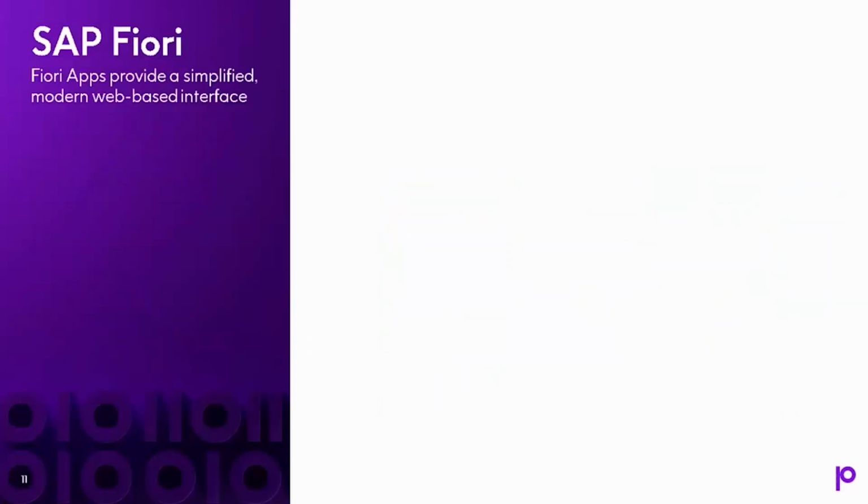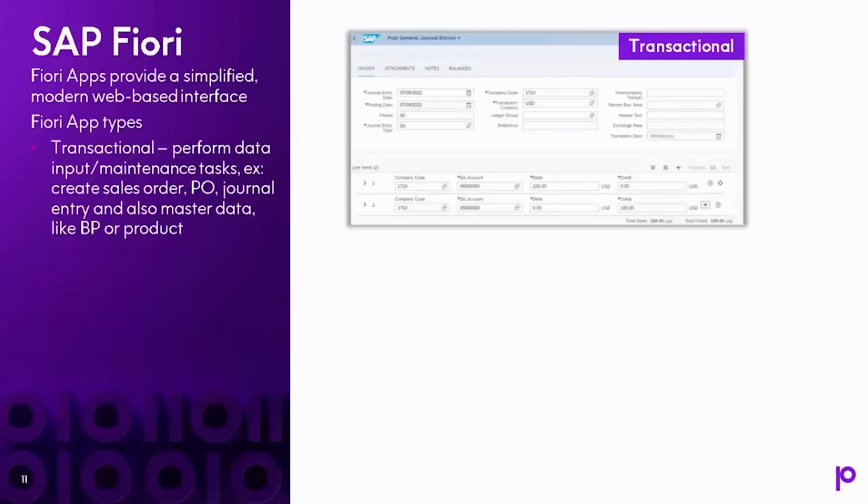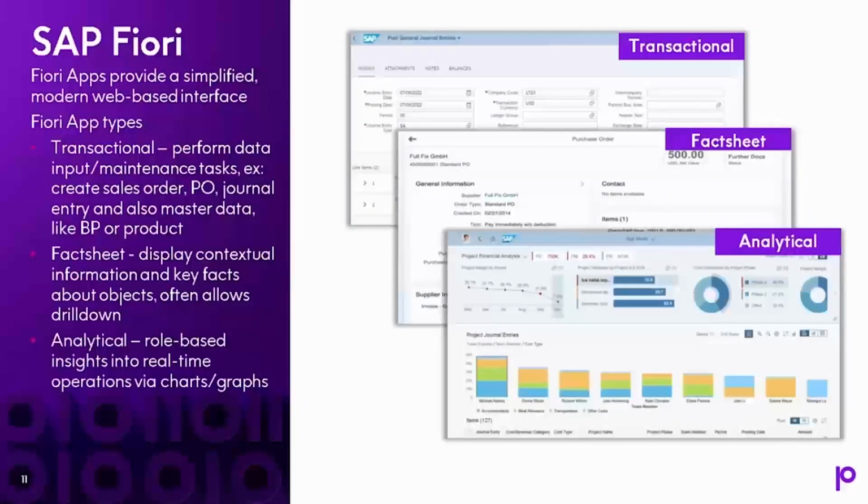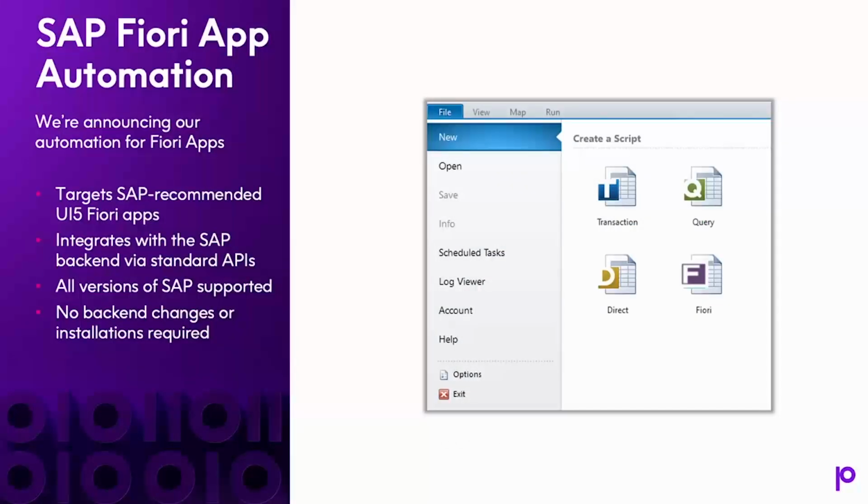There are different kinds of apps. A transactional app to perform, for example, postings of journal entries, sales orders, purchase orders, and the like, but it also includes master data, whether that might be business partner, product, or anything else that's master data. There's also fact sheets, which provide information on SAP objects. And then analytics, which gives you real-time information and performance on various processes throughout SAP. And for our SAP Fiori automation, we are targeting transactional apps.